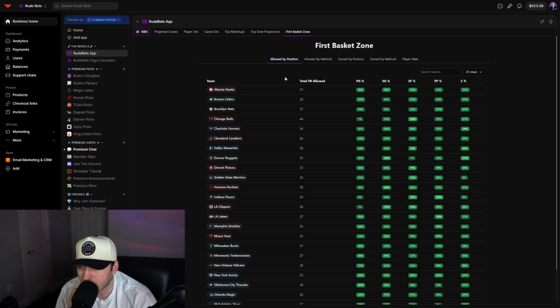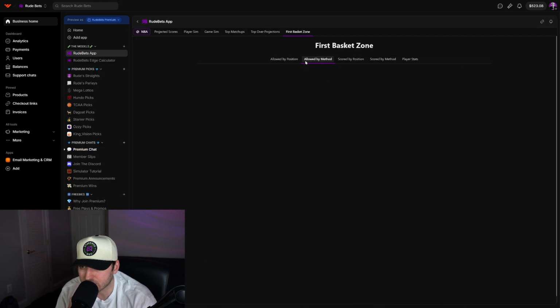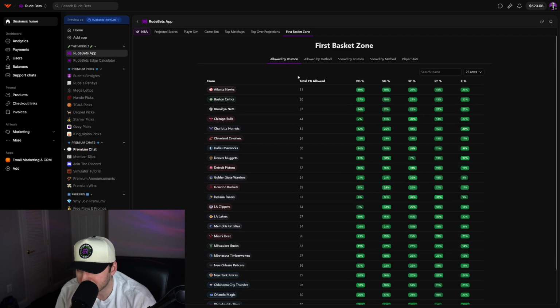And then allowed by position, we'll go over these 4. These are all team metrics. So allowed by position is the first baskets allowed by each team based on the position.